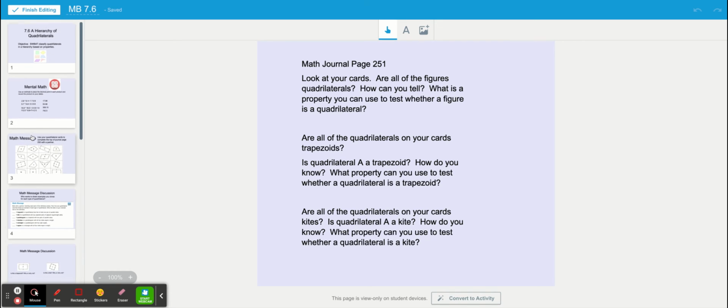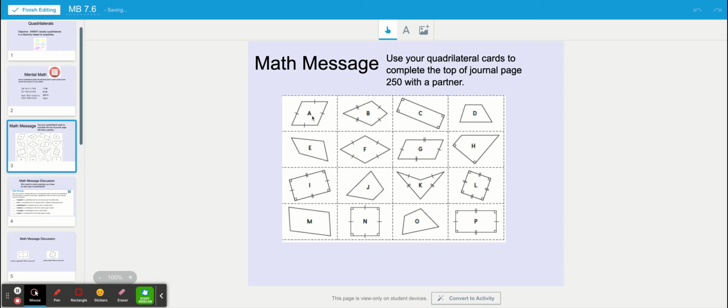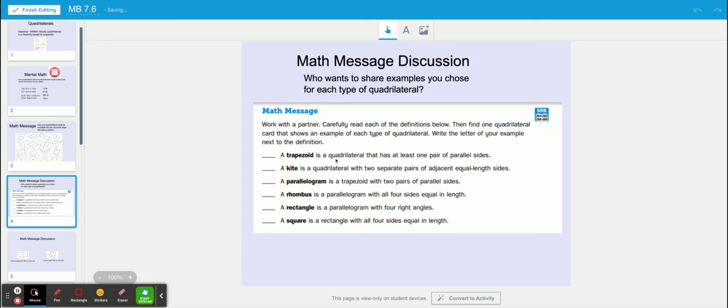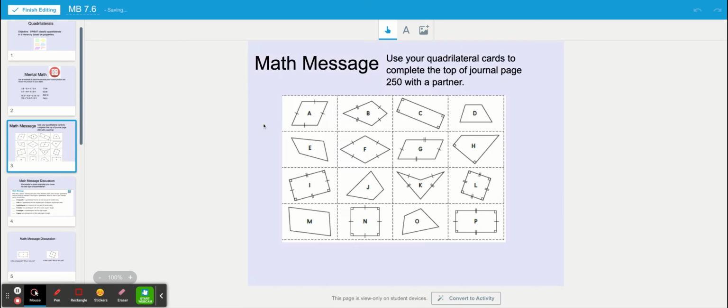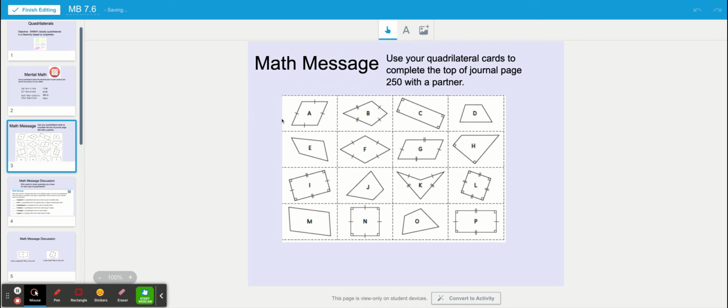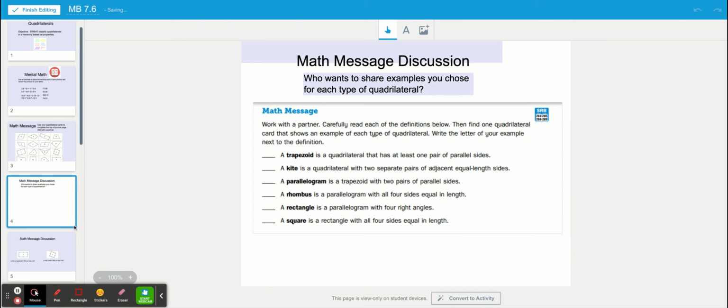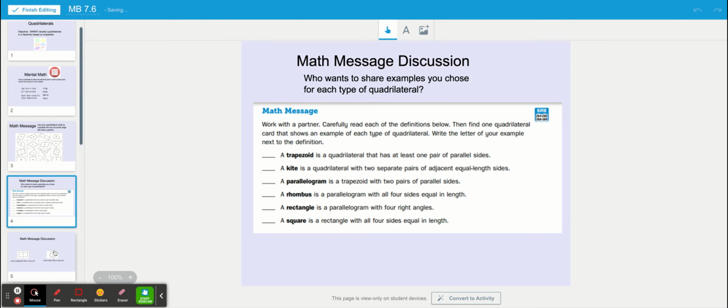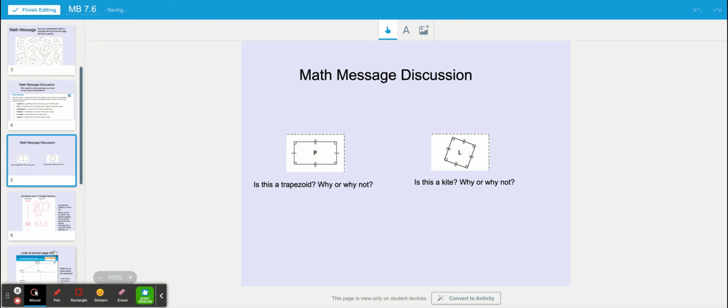So let's look back at those cards here. So we're looking at A. We want to know, is it a trapezoid? And is it a kite? So if we take a look, a trapezoid is a quadrilateral that has at least one pair of parallel sides. Does it? Looks like it. And a kite is a quadrilateral with two separate pairs of adjacent equal length sides. Does it have it? It looks like it.